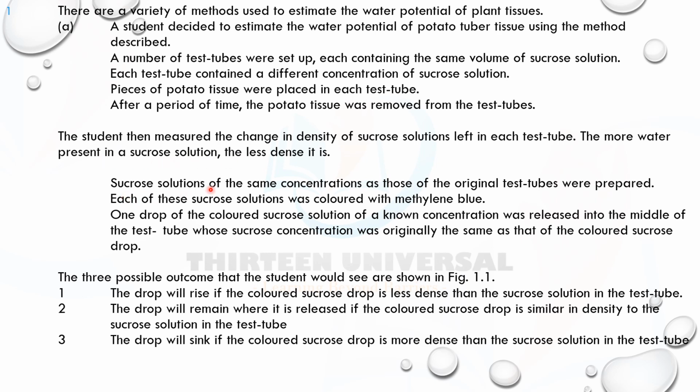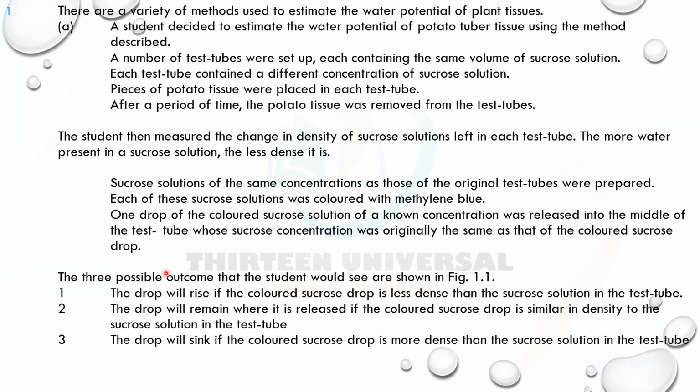Okay, sucrose solutions of the same concentrations as those of the original test tubes were prepared. Each of these sucrose solutions was colored with methylene blue. One drop of the colored sucrose solution of a known concentration was released into the middle of the test tube whose sucrose concentration was originally the same as that of the colored sucrose drop. So you follow it. We have the sucrose drop, and you put a drop of methylene blue.